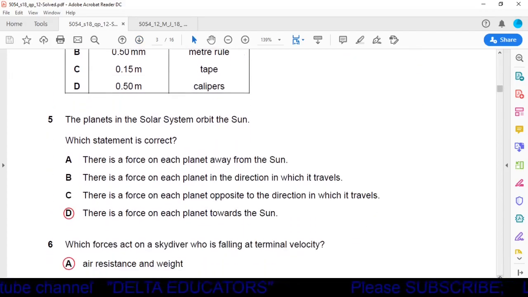Question number 5. The planets in the solar system orbit the sun. Which statement is correct? Option A, there is a force on each planet away from the sun. Option B, there is a force on each planet in the direction in which it travels. Option C, there is a force on each planet opposite to the direction in which it travels. Option D, there is a force on each planet towards the sun. Option D is the correct option. There is a force on each planet towards the sun.